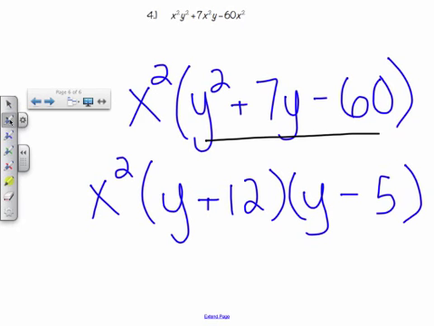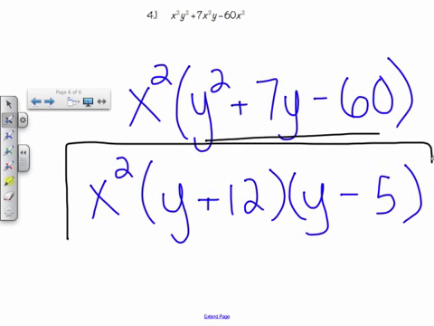Lastly, I need to make sure, is there anything else I can factor inside of here? X squared is a monomial, not factorable. This is a binomial that's not a difference of perfect squares. Same thing with this, it's a binomial that's not a difference of perfect squares. So I cannot factor this any further, which means this is my final answer. And that is how you factor completely.